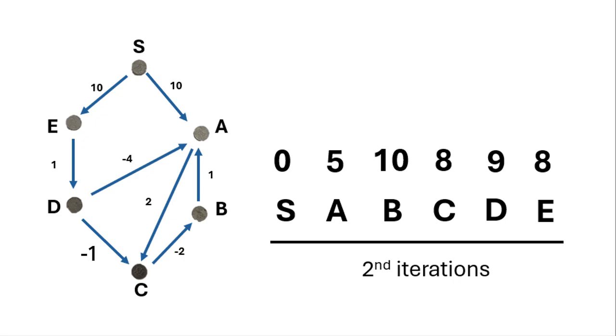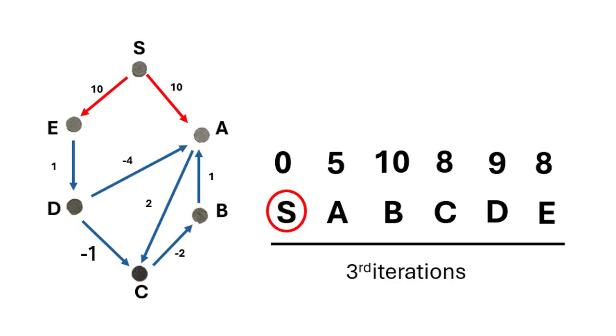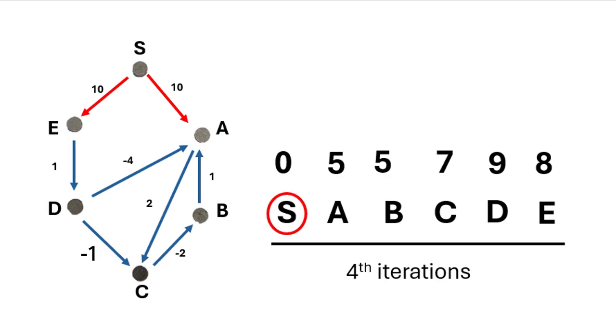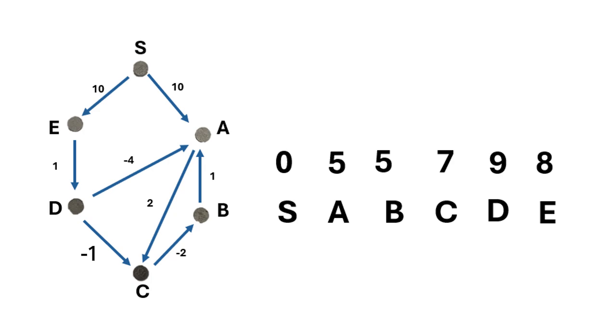Hope by now you see the pattern. I'm going to let iteration 3 run without the voiceovers. Here are our shortest path values after iteration 3. We're ready for iteration 4. As we progress through the nodes, notice that none of the values in our table are changing. We finished iteration 4 and all the values are the same.